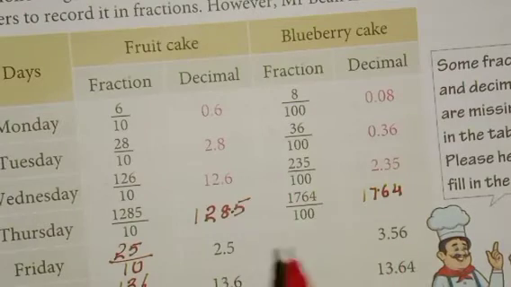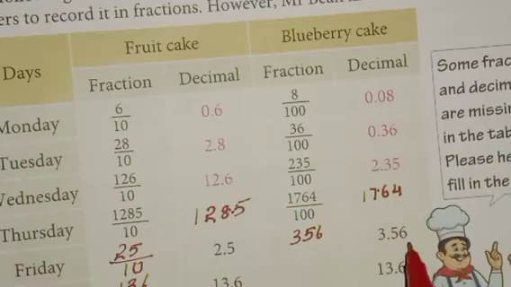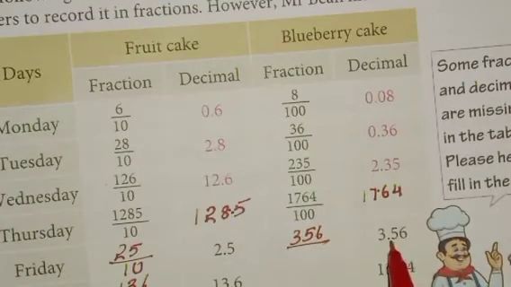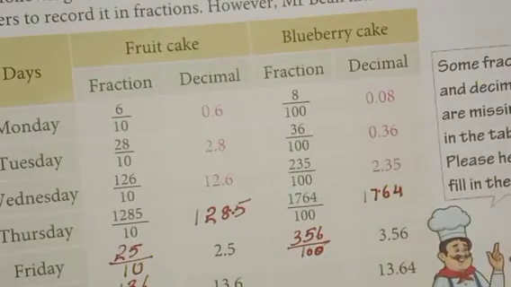Next also, 3.56. How will you write? First you write 356 together. Then draw a line. Then you write, after the point how many numbers? 2 numbers. So you write here 100. Okay. Same way you can do the next 2 questions also.